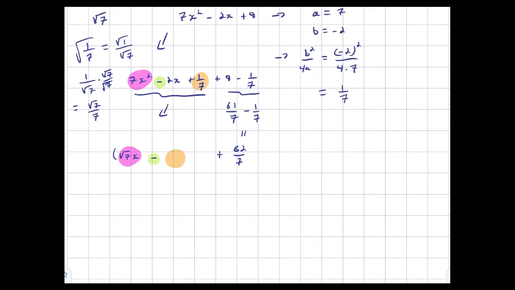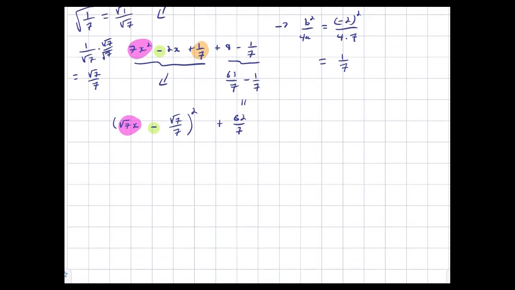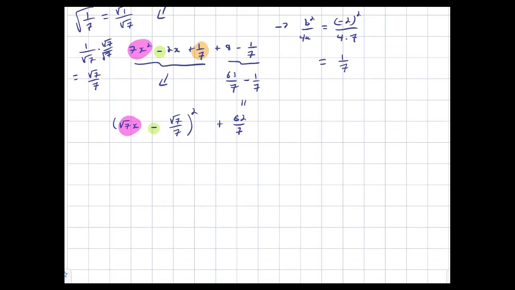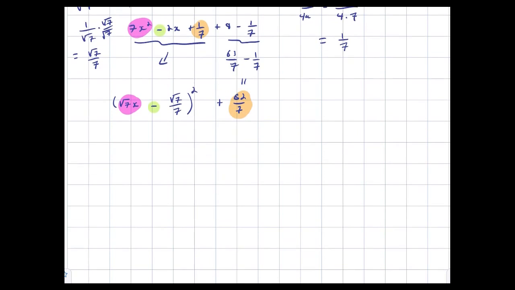So we do the same thing, and we're just going to write here, for the square root of 1 over 7, we're going to write root 7 over 7, and this is squared. And then we're adding, we already decided we're adding 62 over 7 here. And then the next step, of course, is always, we're going to factor out the coefficient of the x.